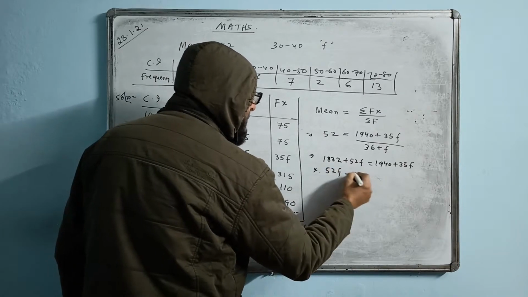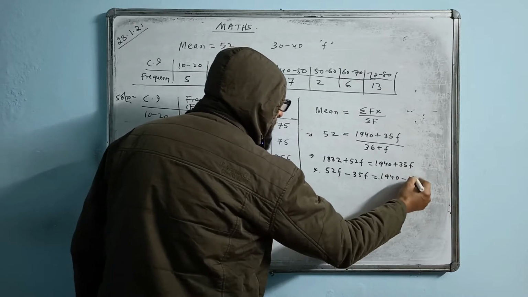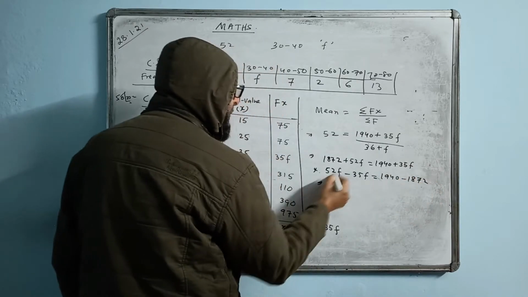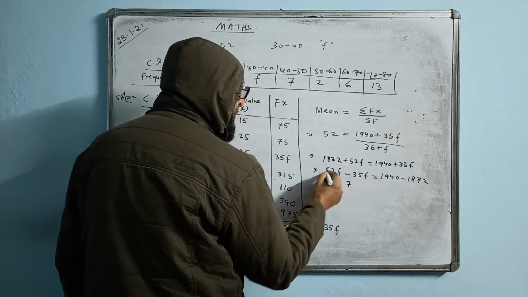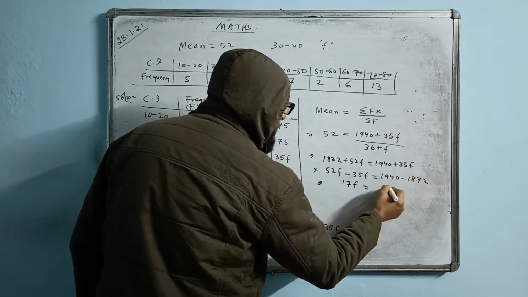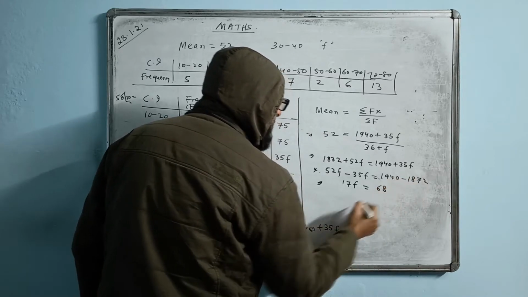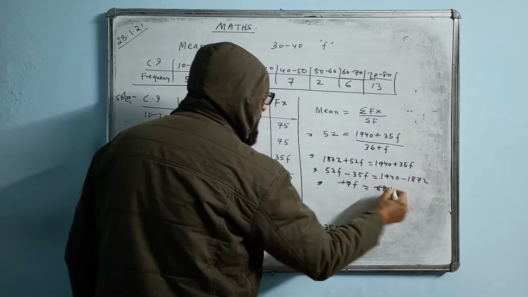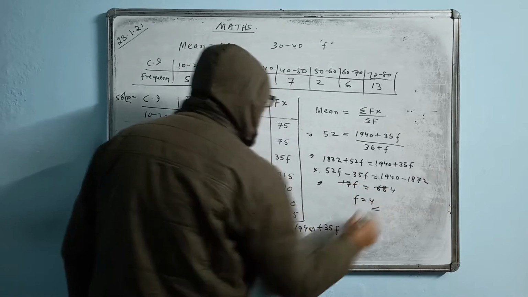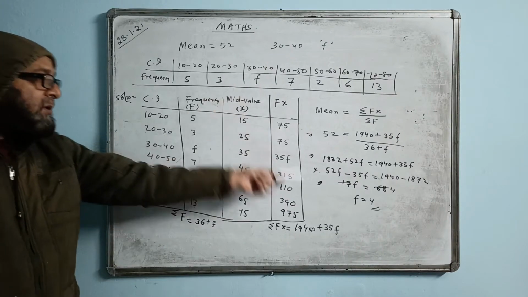52f minus 35f is equal to 1940 minus 872. I'll subtract. 12 minus 5 is 7. 17f. Next I will subtract. 10 minus 2 is 8. 30 minus 7 is 6. 17 4 times will cut. The value of f is coming 4. The answer: the missing frequency f value is coming 4.